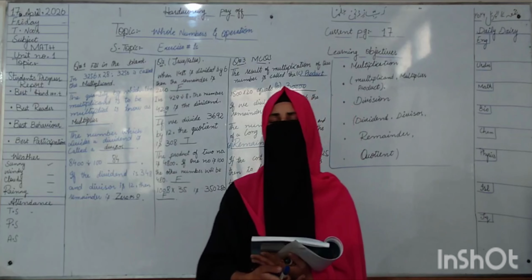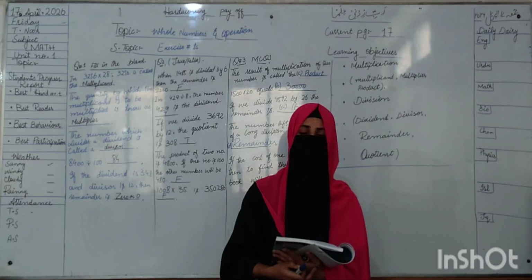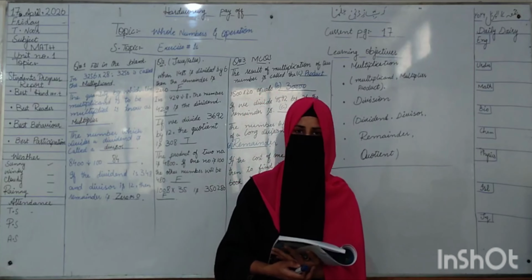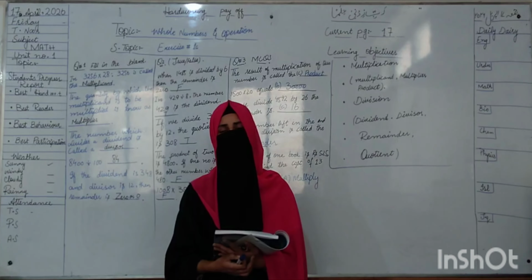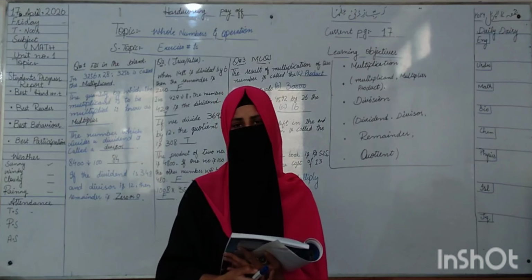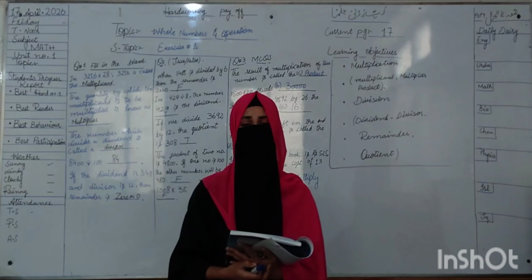Today's topic is question number 1, filling the blank, question number 2, straight division true and false, and question number 3, MCQ. Before we do these questions, we have a short intro about multiplication, multiplicand, multiplier and products, and about division, divisor, dividend, quotient and remainder.